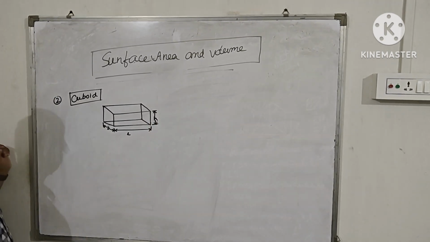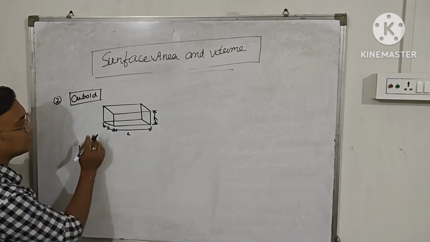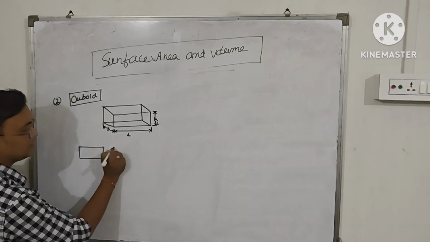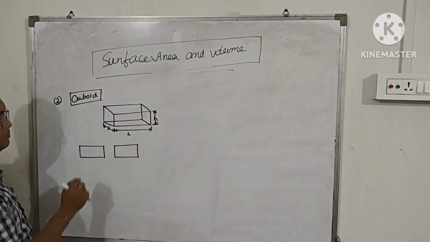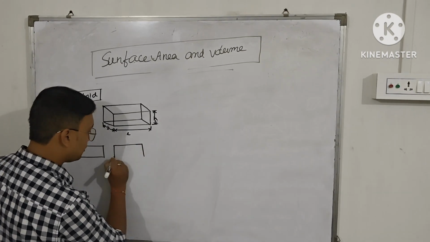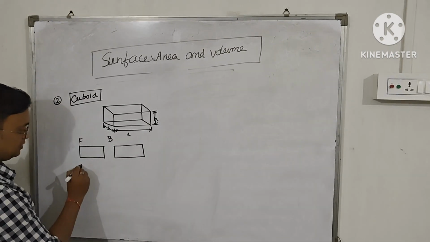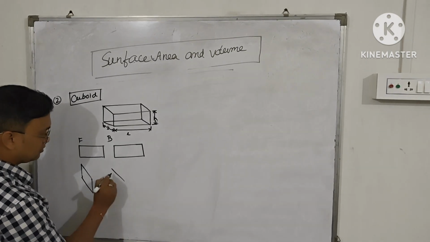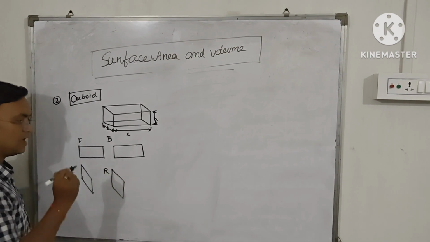Okay. So if I detach this cuboid into single pieces, there are a total of 6 faces. This is the front face, then this is the back face. You can easily imagine that front and back faces will be identical. Am I right? Then this is the left face, and this is the right face.